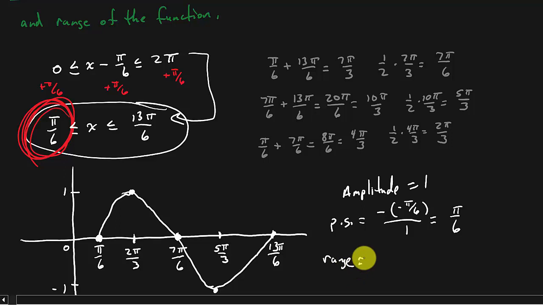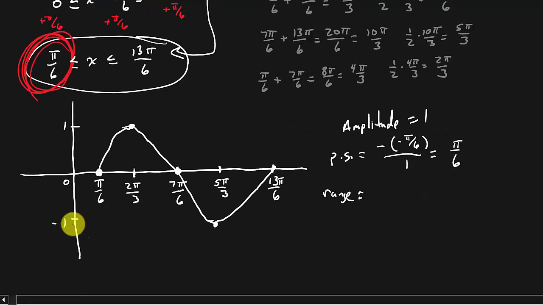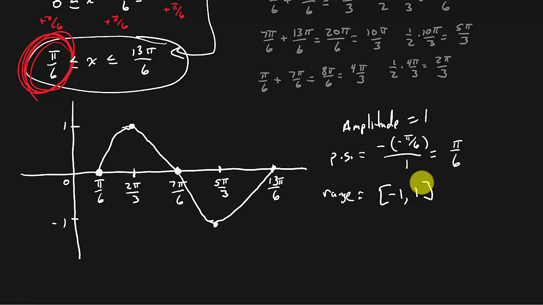So what's the range of this function? Well, the range, that's the y values that it's hitting, right? So what all y values is this function going to hit? Well, we can see the smallest y value is going to be negative 1, and the largest is going to be 1. So the range is negative 1 to 1. There's your range. And the negative 1 and 1 is included because sine can equal negative 1 and it can equal 1.